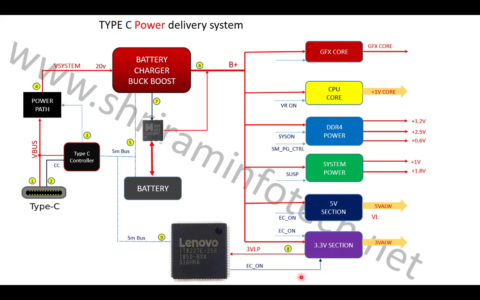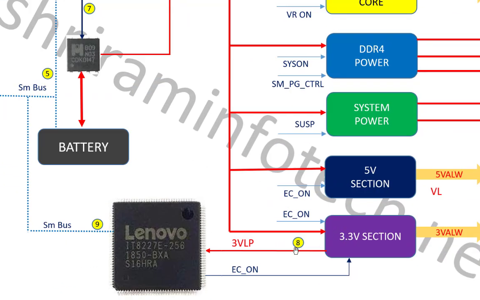But before that, the SIO should get 3 volt to work. So here is this 3 volt section, which has a linear regulator and also a buck converter. Once it receives the 13 volt from this buck boost converter, the 3 volt will be generated, and that 3 volt is called 3VLP. And this 3VLP voltage at step number 8 goes to the SIO.